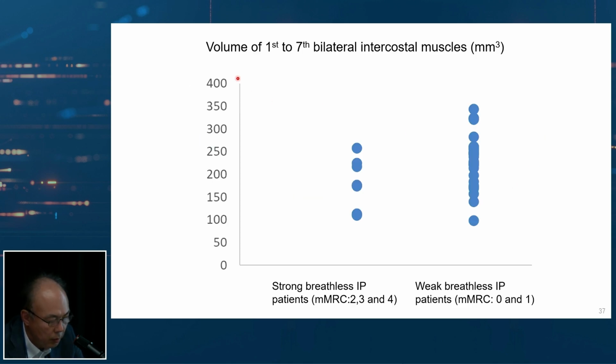This slide shows the volume of the 1 to 7 bilateral intercostal muscles, in strong bronchiectasis IP patients and weak bronchiectasis IP patients. The number is small. The strong bronchiectasis IP patients reduce their muscle volume compared to weak bronchiectasis IP. Now, this is not statistically significant, but the P is 0.07. And I think if you increase the patient number, it would be significantly different.